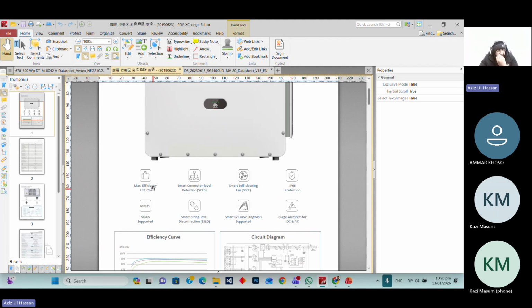Like they have the maximum efficiency, okay, and then we have the smart connector level detections, and then we have smart self cleaning fans.